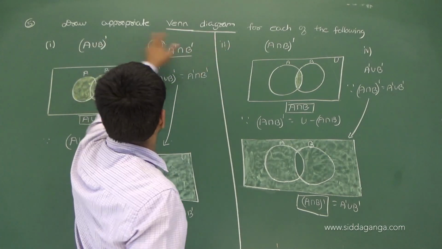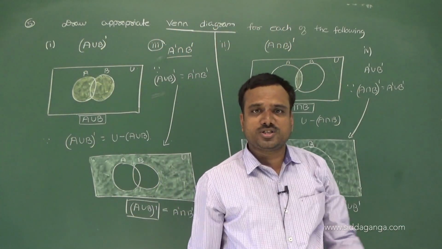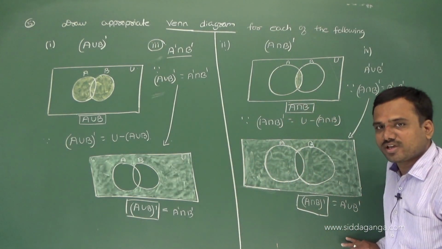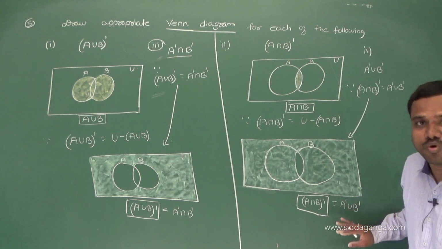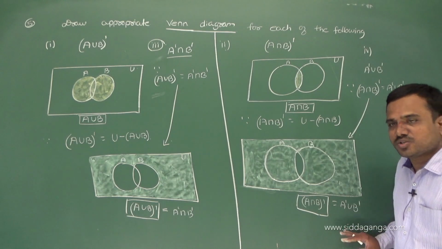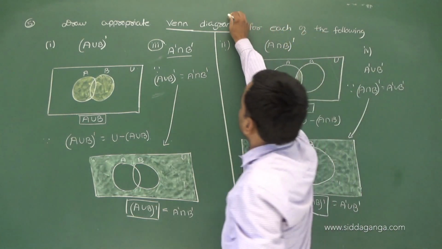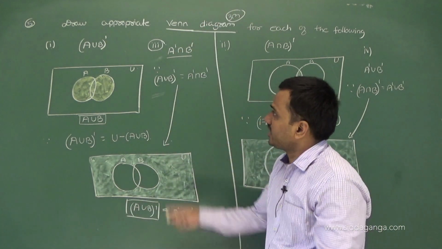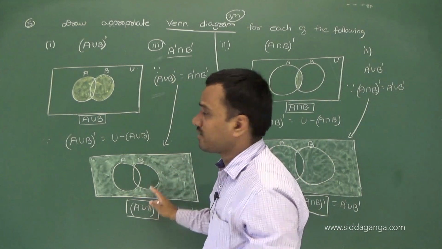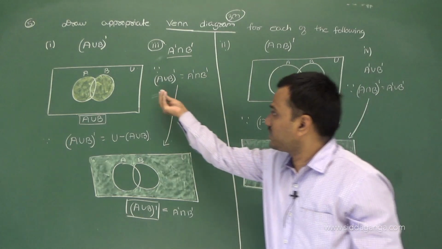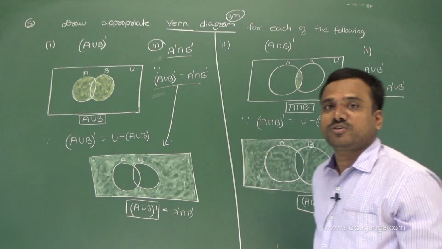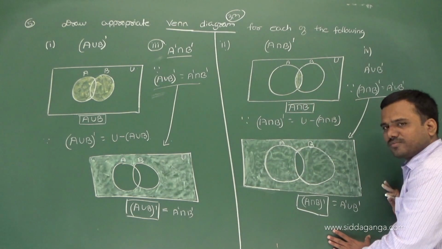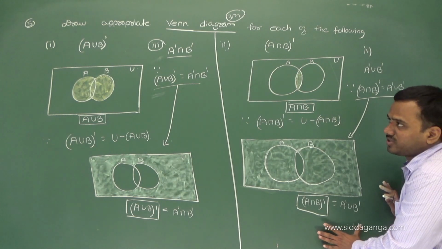So four questions are given. Draw the appropriate Venn diagram for each of the following. See the problems very carefully. All four problems are over. Understand? It is a very important concept for three marks. It may be asked in the examination, draw the appropriate Venn diagram for any one of the questions. If this question is given, same diagram. If this question is given, same diagram, by using the properties of De Morgan's law. Clear? Once again, observe the diagram. This is very important. Okay, we continue to the next problem.